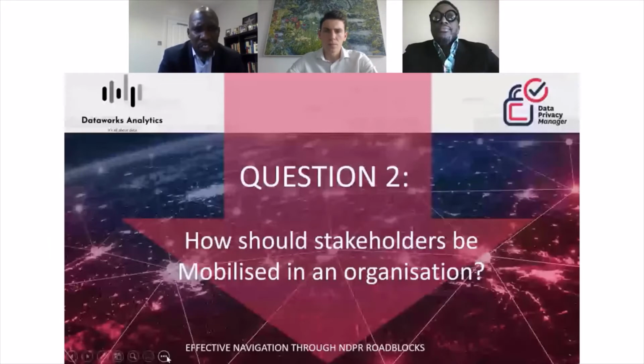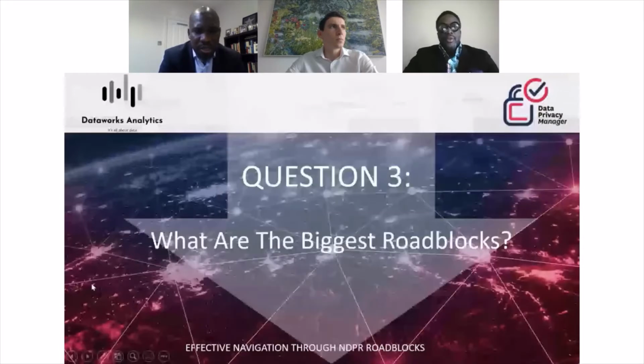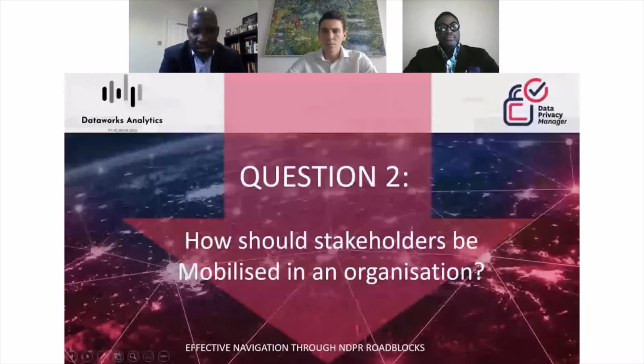For those who have already started the journey, it's also important for you to have a champion, a senior executive in the organization, who will have responsibility for ensuring the organization complies to regulations like NDPR, the Data Protection Bill of 2020 when it's enacted, and other regulations like GDPR that might affect the organization.